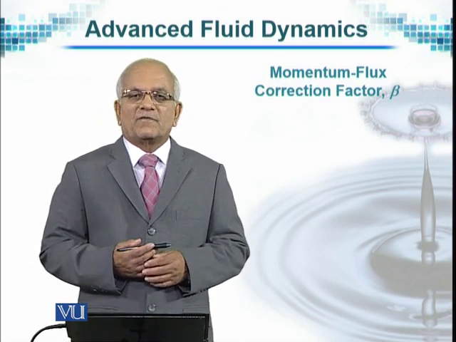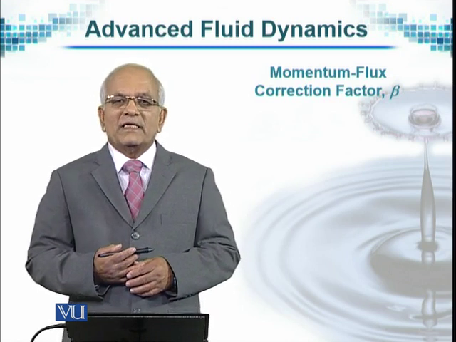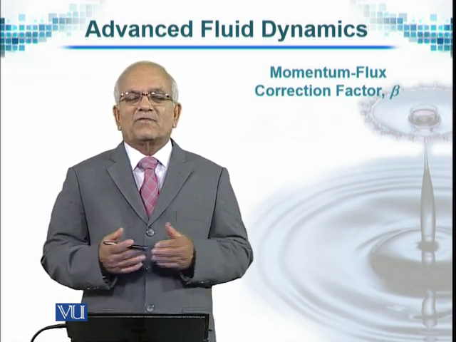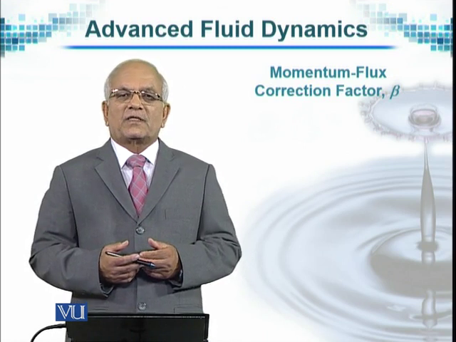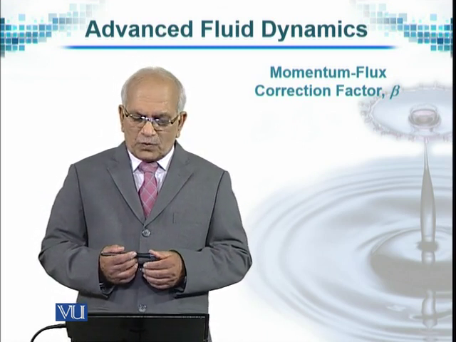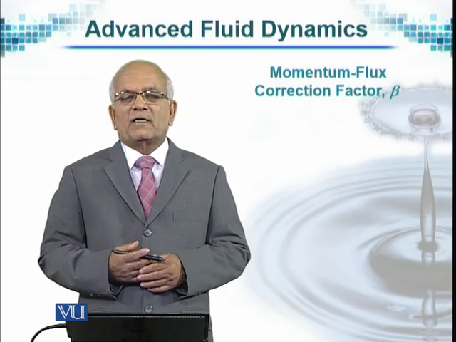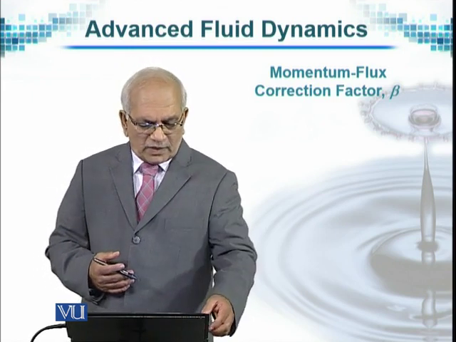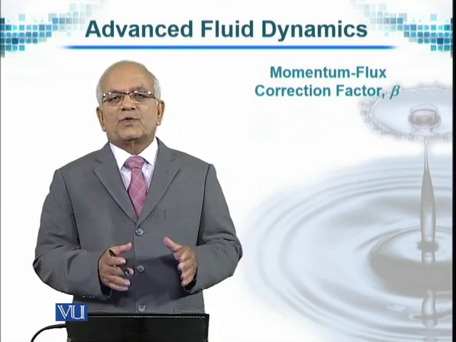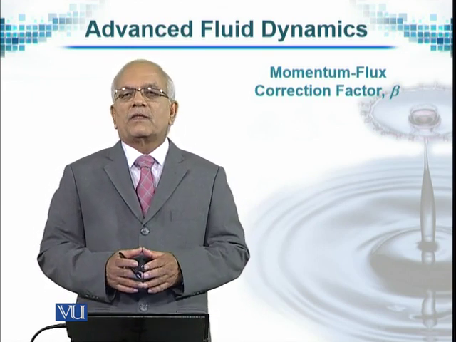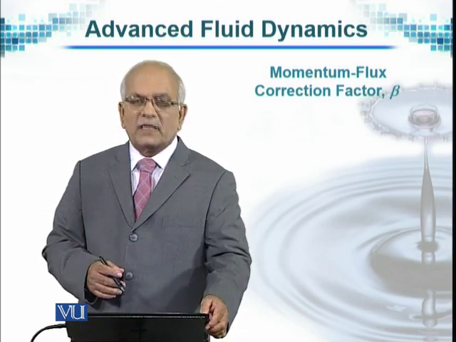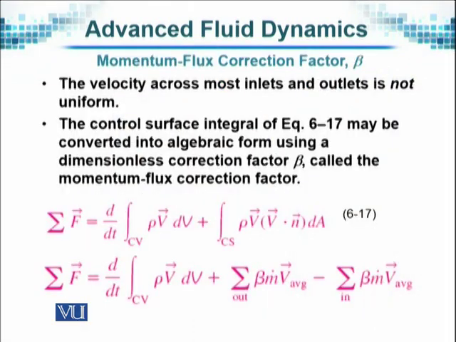And in that kind of situation, we need a correction factor, and the researchers found out that if we use a small factor called beta, as they normally write, and substitute that into the equation, then it gives the right result, and that has been verified experimentally. So velocity across most inlets and outlets is not uniform many times.